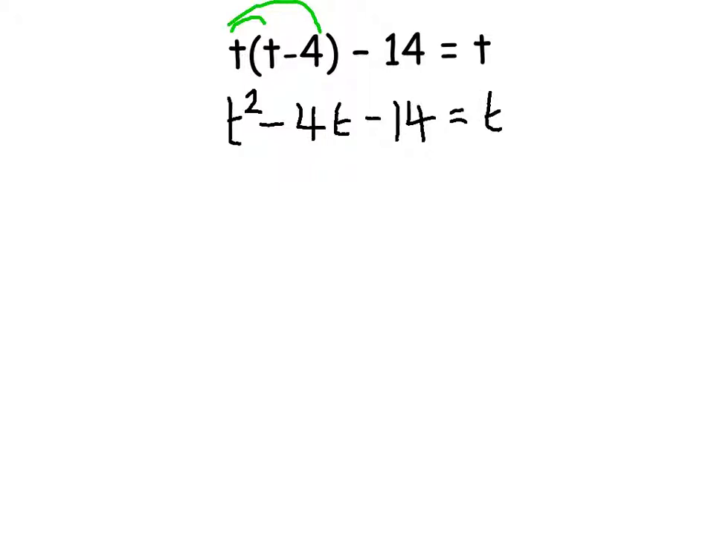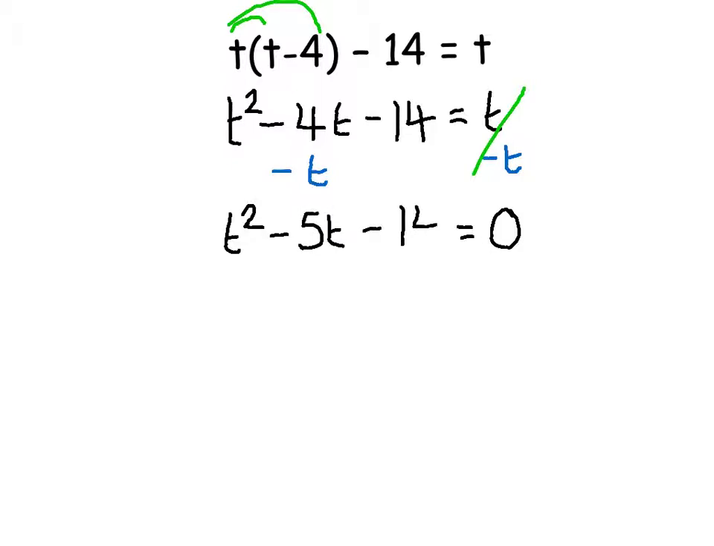So again, I need 0 on the right hand side to solve this, so we need to take away one lot of t from both sides. That will cancel my right hand side to leave me with nothing over there. And then on the left hand side I've got t squared minus 5 lots of t minus 14. And that's ready to be factorised.